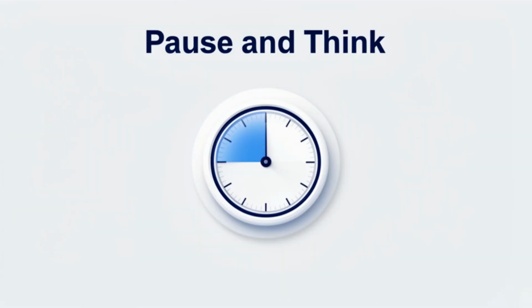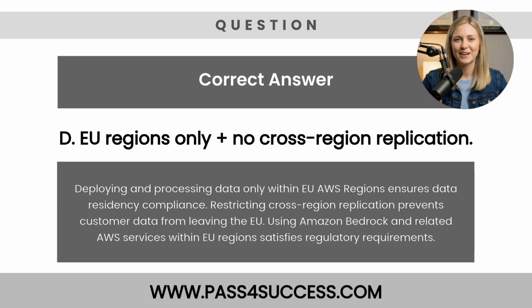Pause and think. Correct answer: D. EU regions only, plus no cross-region replication. Deploying and processing data only within EU AWS regions ensures data residency compliance. Restricting cross-region replication prevents customer data from leaving the EU. Using Amazon Bedrock and related AWS services within EU regions satisfies regulatory requirements.